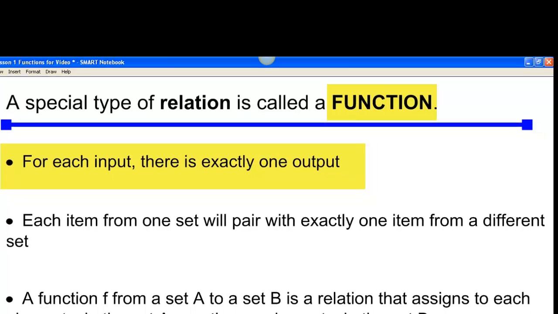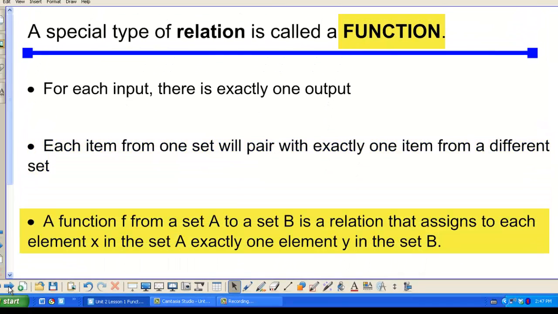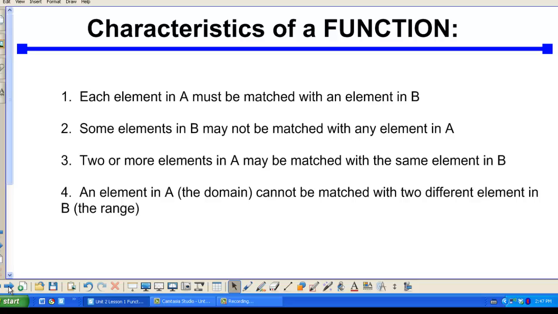Another workable definition is each item from one set will pair with exactly one item from a different set. The one the book gives, which is a little bit wordy, a function f from a set A to a set B is a relation that assigns to each element x in the set A exactly one element y in the set B. Blah. Okay, let's talk about that one a little bit more in depth.